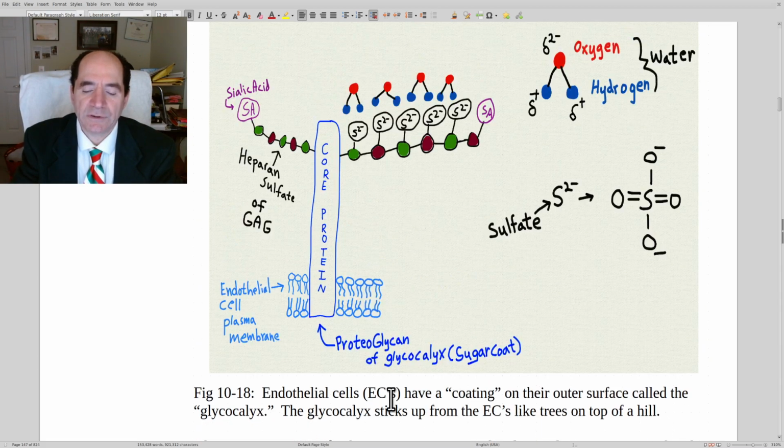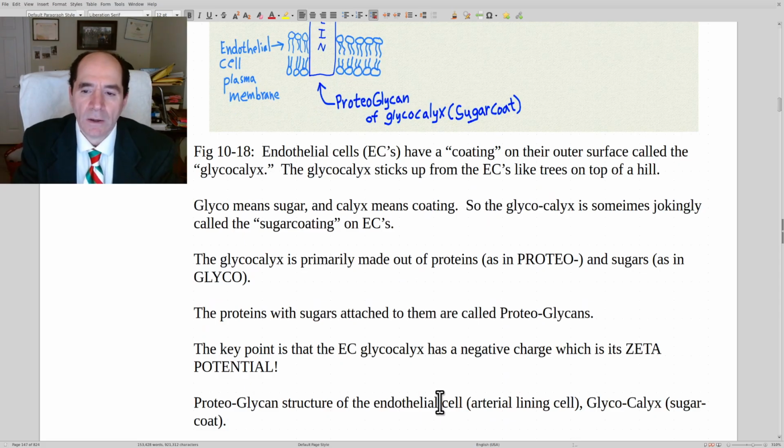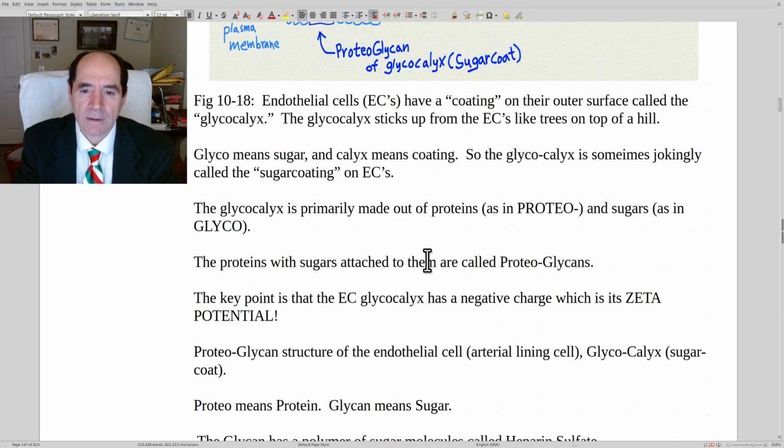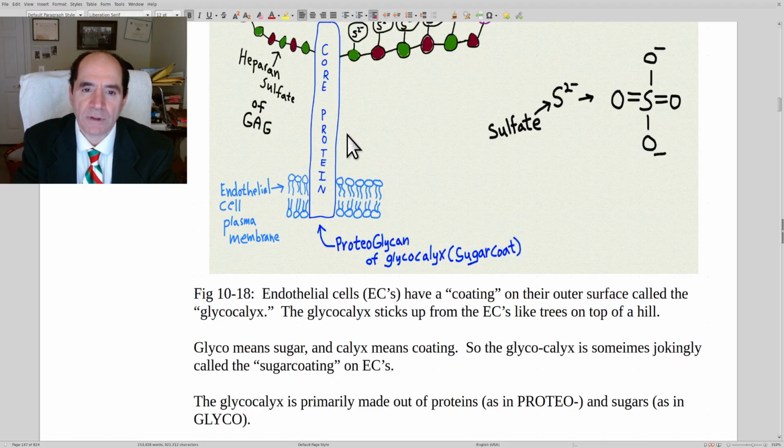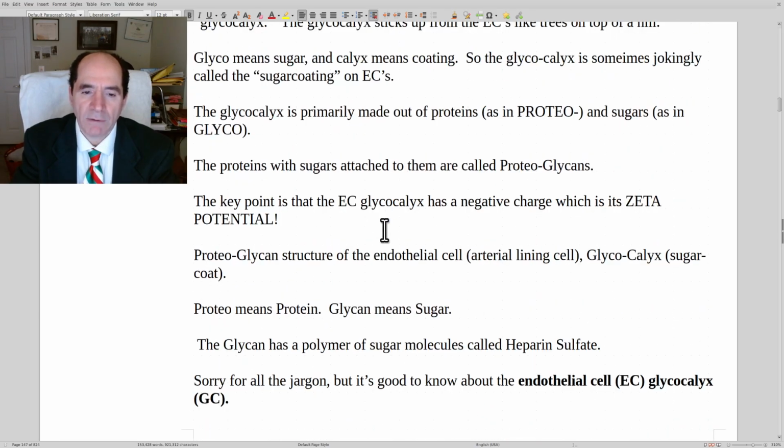And the glycocalyx sticks up from the endothelial cells. They kind of look like what little trees would look like on top of a hill. Okay. And glycocalyx is made out of proteins and sugar. So protein is proteo, sugar is glyco. So proteoglycan is the name of the proteins that are sort of like the core protein for the attachment of all the sugar residues, the disaccharides of the glycocalyx.